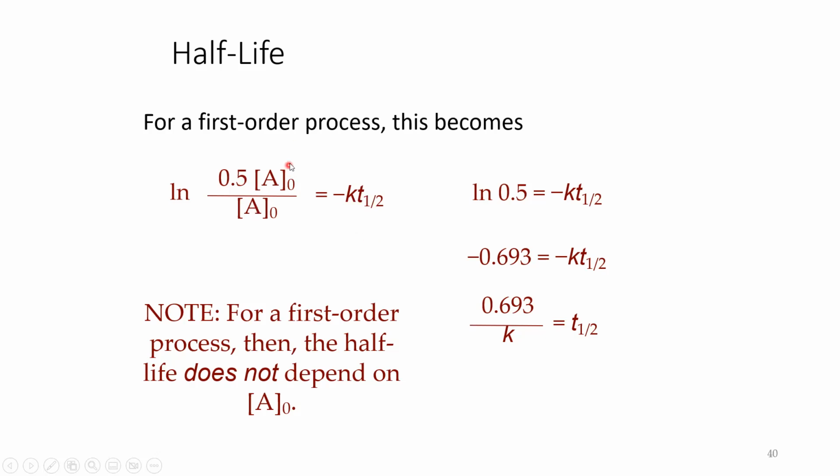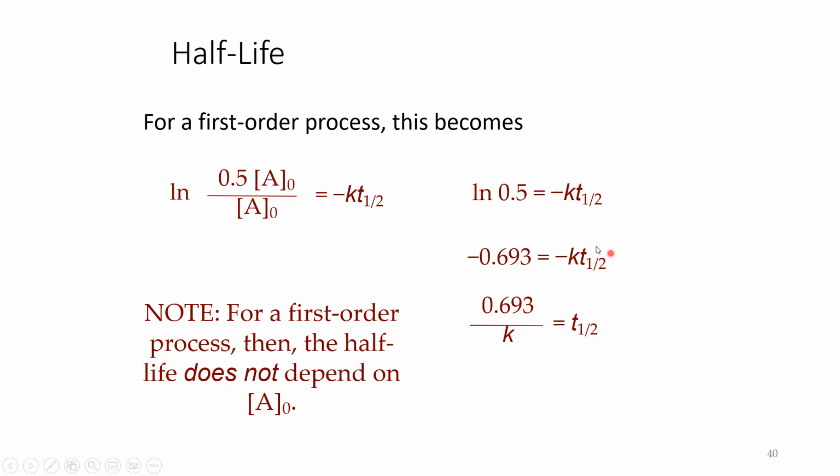But when we look at this, the initial concentration is going to be the same on the top and the bottom here. So that's really why we just wind up with the natural log of 0.5 on the left. And now this is just some number. We don't have a variable in there. So natural log of 0.5 is always going to be negative 0.693.